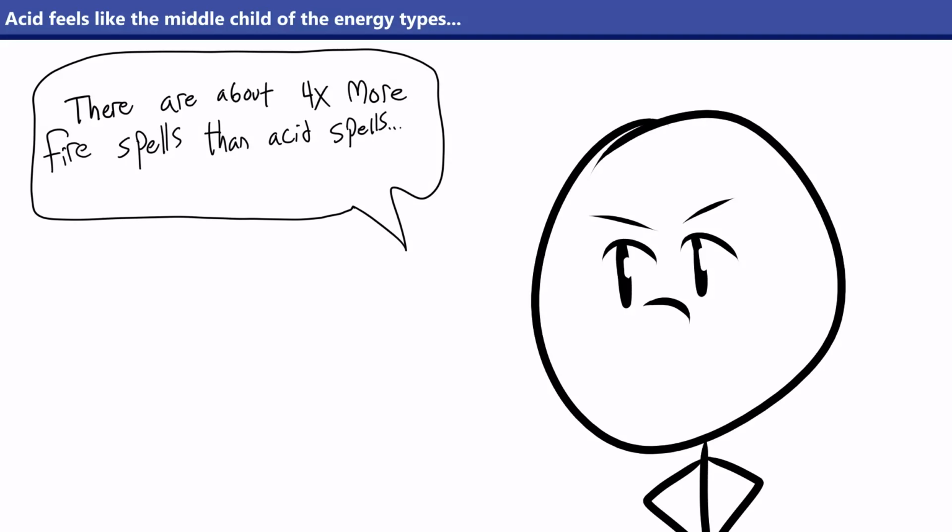Now, speaking of minor annoyances, let's talk about acid damage. In case you weren't aware, there are 5 types of energy damage in the game: fire, cold, electricity, sonic, and acid. Of those, acid and sonic are by far the least represented in spells and abilities, but I only really have a problem with acid.